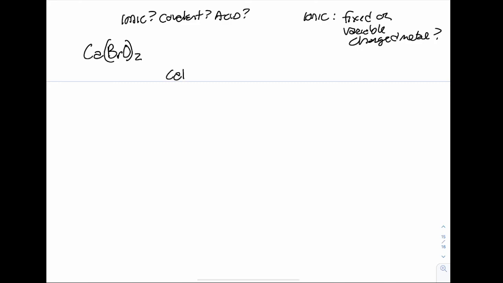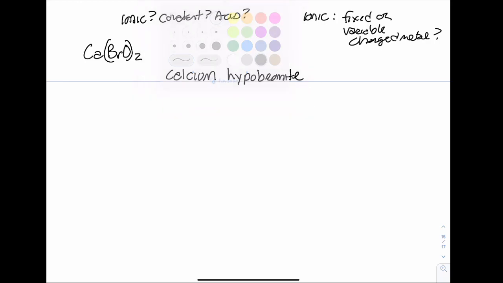So because it's fixed charged, I don't need a Roman numeral, so just calcium. And then if you haven't learned them yet, it's actually hypobromite. Another one.